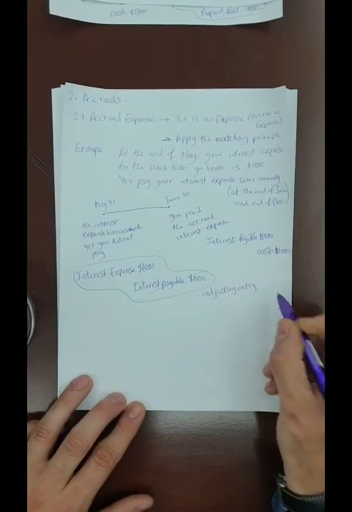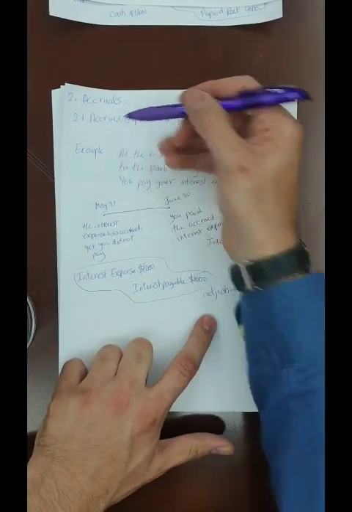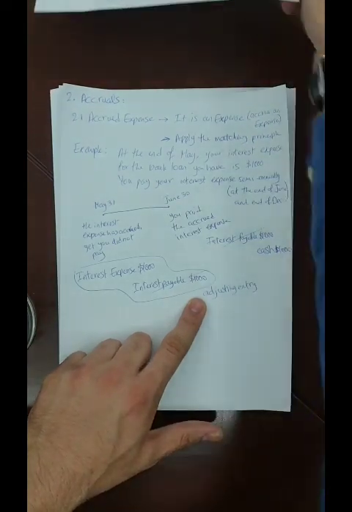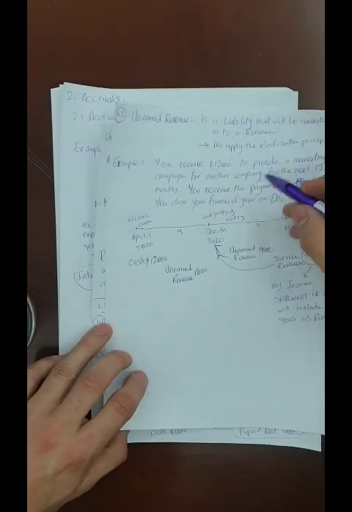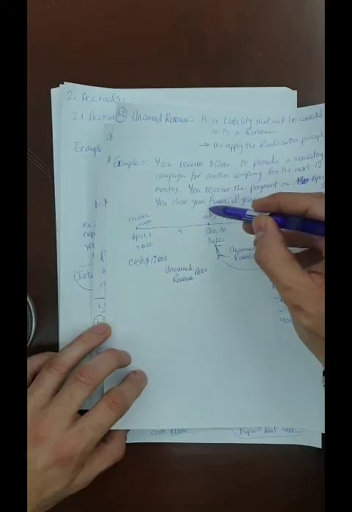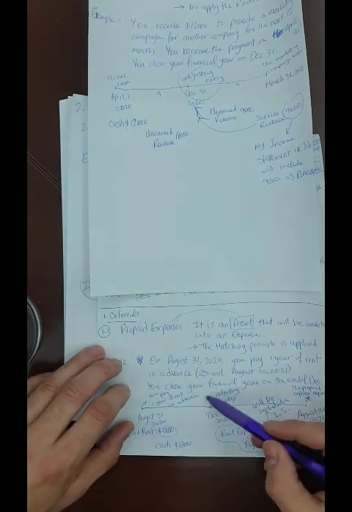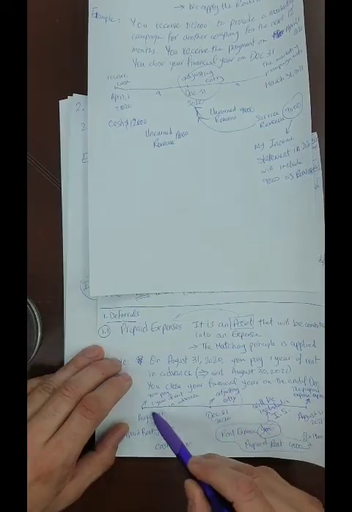As you can see, the adjusting entry in the case of accruals takes place before the cash payment or receipt. However, in the deferrals, the adjusting entry takes place after the cash payment or receipt. The adjusting entry in deferrals takes place after the cash payment or receipt.